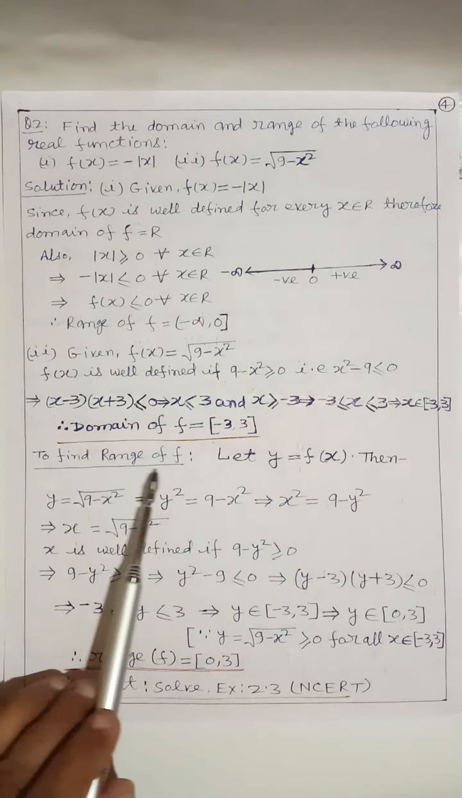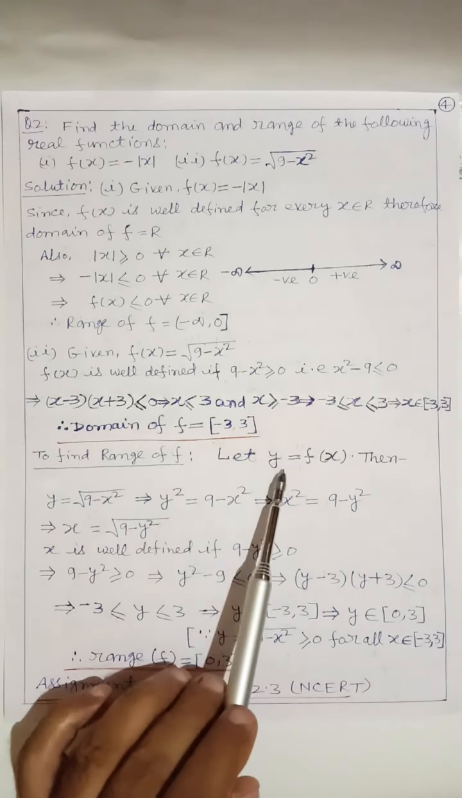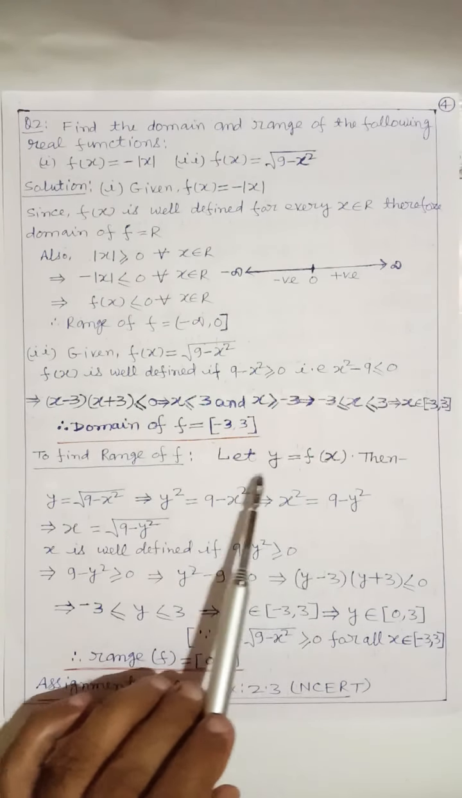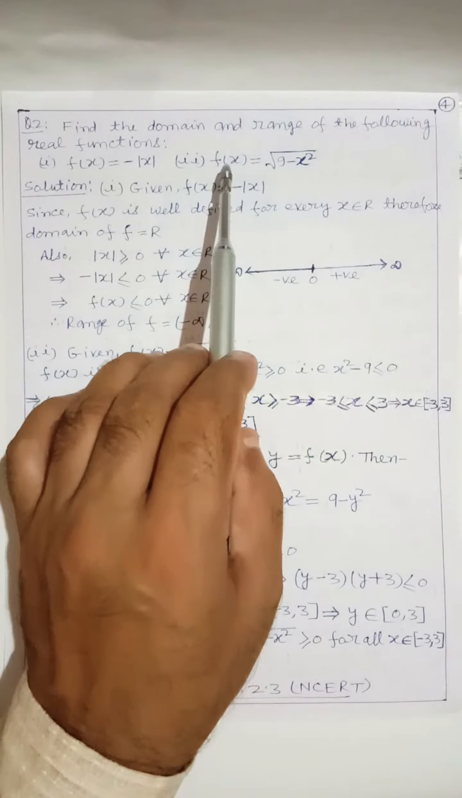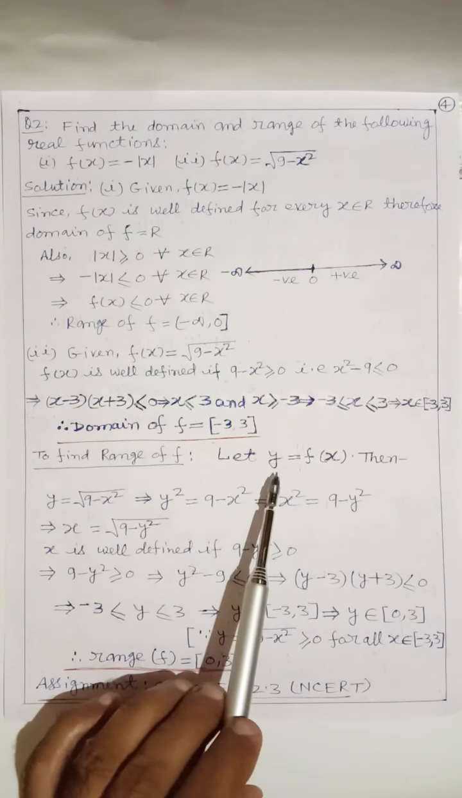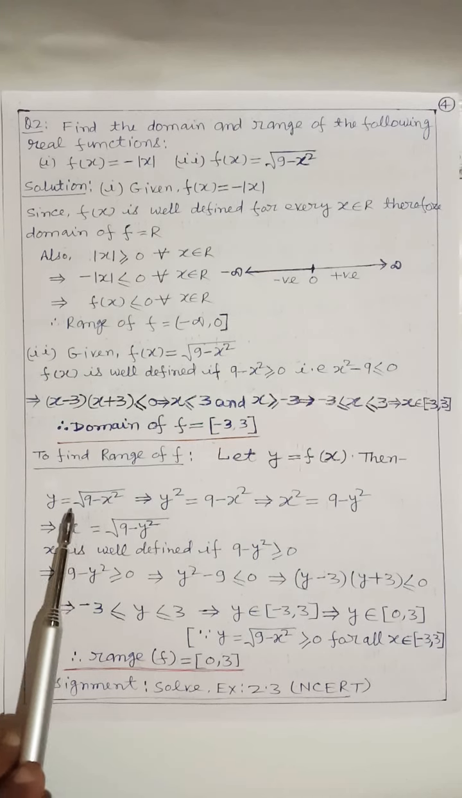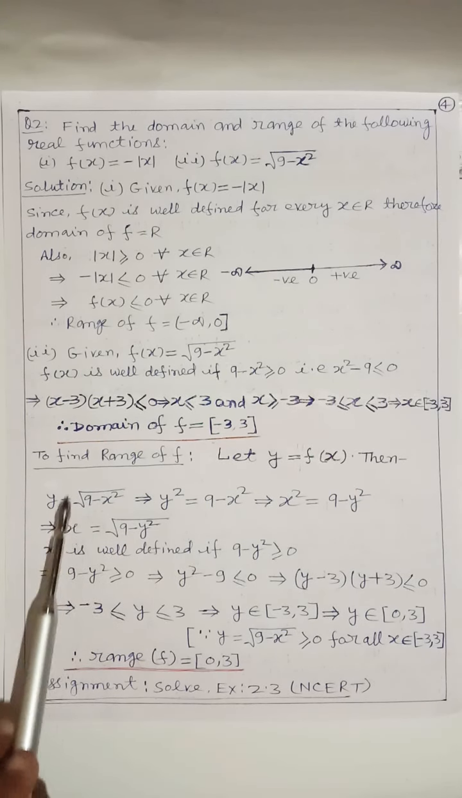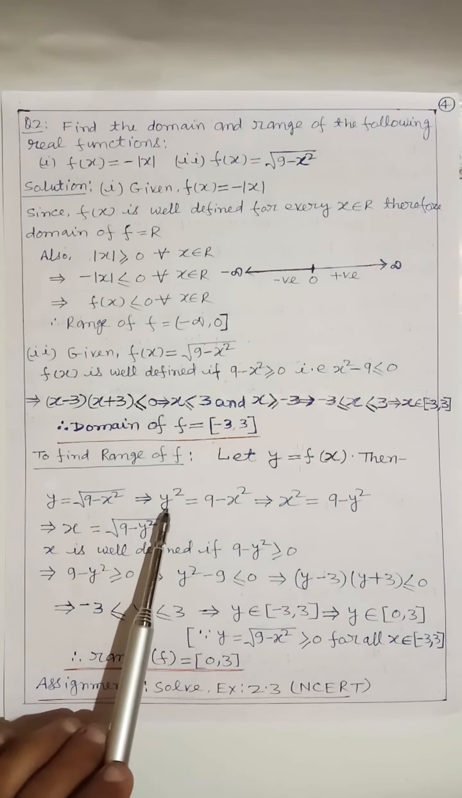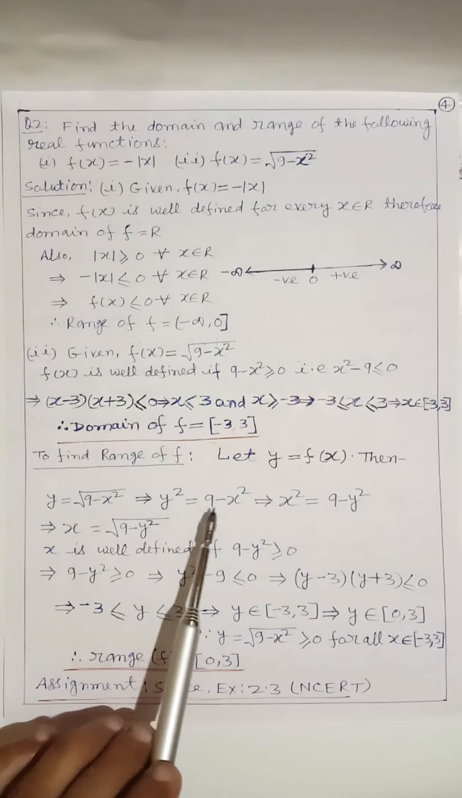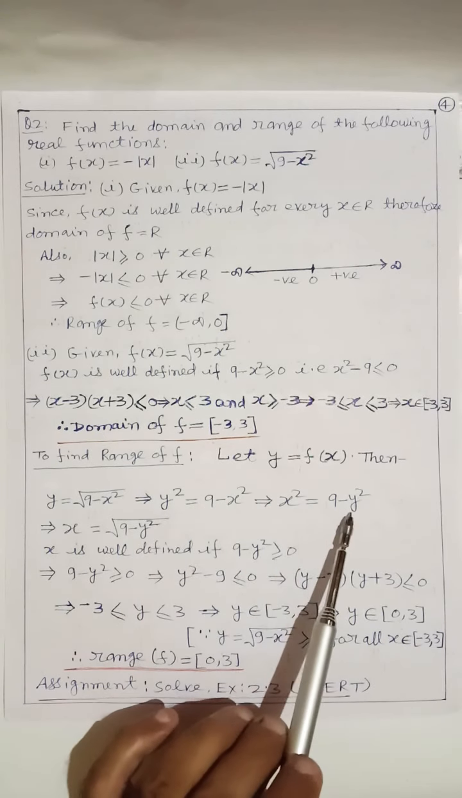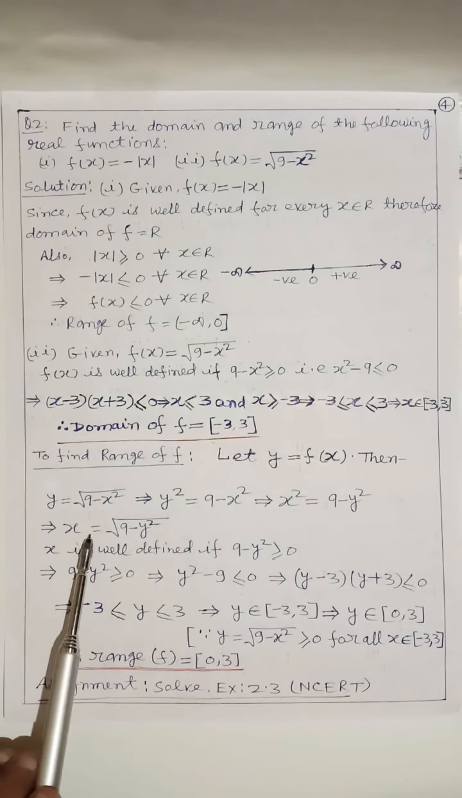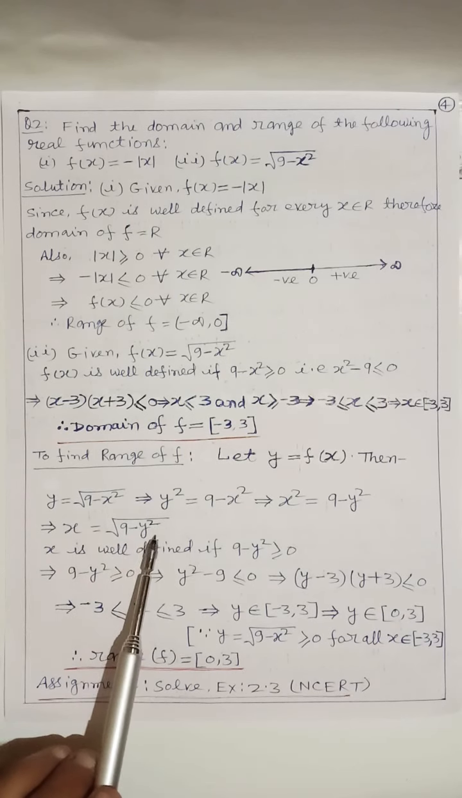Now, to find the range of the given function, let y equal f(x). Then y is equal to square root of 9 minus x square, because f(x) is equal to this and f(x) is equal to y. Squaring both sides, we get y square is equal to 9 minus x square, and x square equals 9 minus y square. So x is equal to square root of 9 minus y square.